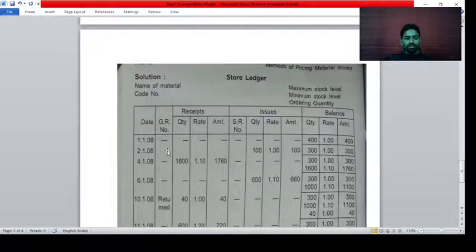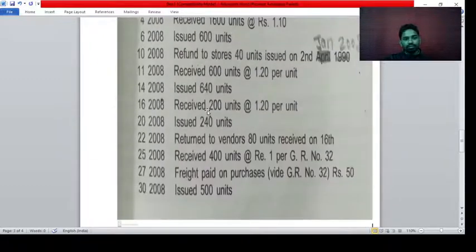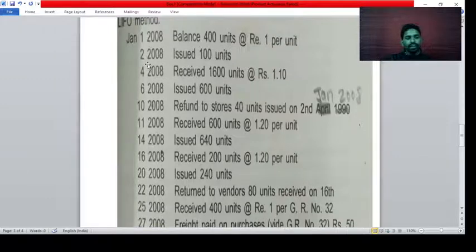Now see, on 1st January 2008 it's the balance. There is a stock, it's not related to the receipts nor to the issues, so it's the opening balance. On 1st January 2008 the quantity is 400 and the rate is rupees 1 per unit, so the total is 400.